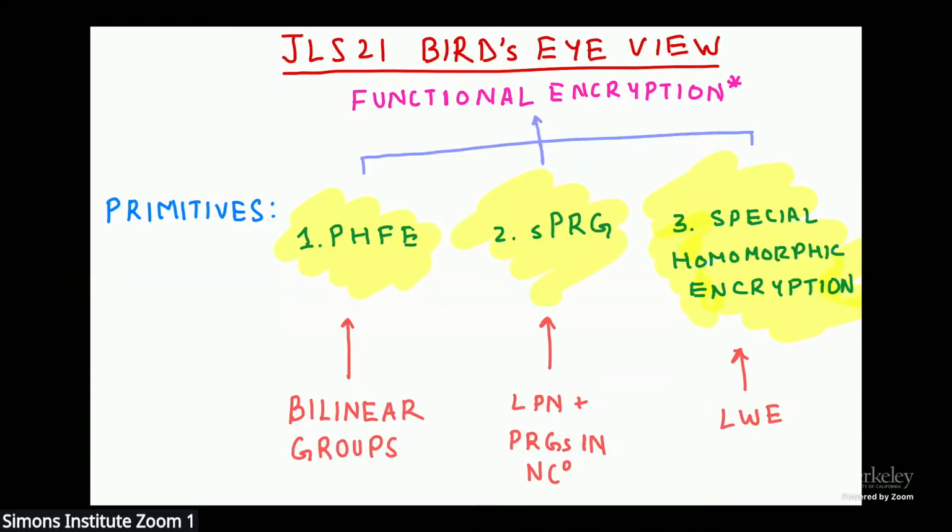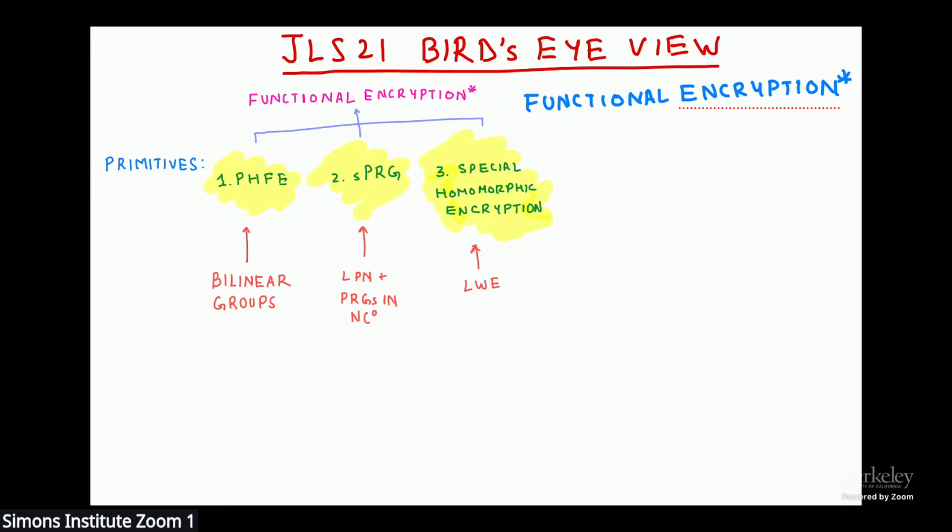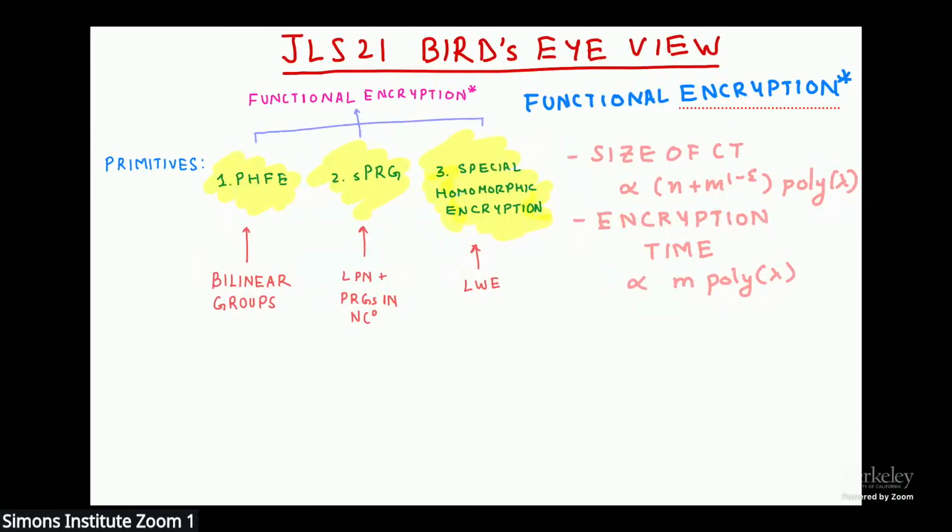And then you have a routine step combining these. Really, there's nothing there except pattern matching. Once you have the definition, you can combine them. And it gives rise to a functional encryption scheme, which for the purpose of this talk I'm calling functional encryption star. Now, what does star mean? Well, star means that it essentially almost takes us there.